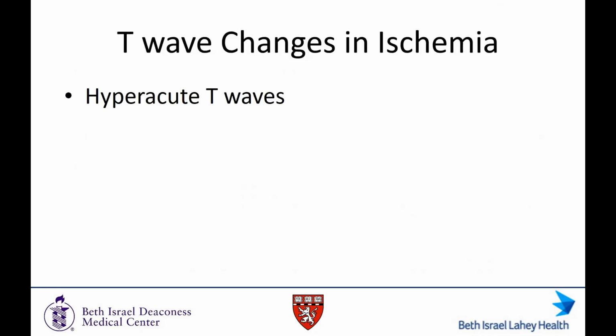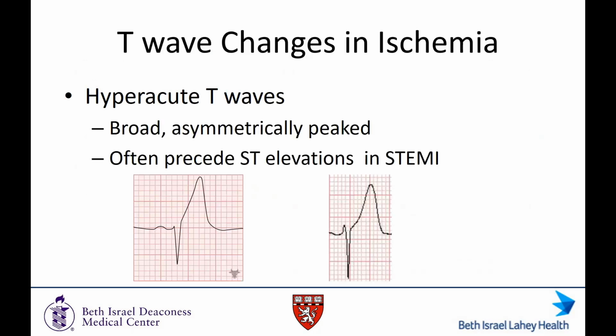Now with ischemia, one of the most concerning findings is hyperacute T waves, which are seen down here, because these can precede any other changes in a STEMI. If you see these very tall, broad, asymmetrically peaked T waves, and the patient has chest pain or a lot of risk factors, you really want to get serial EKGs, because these can be the first thing that pops up.